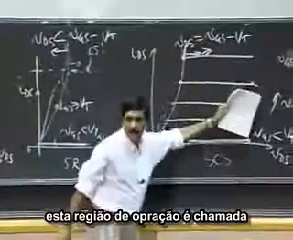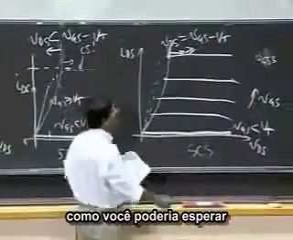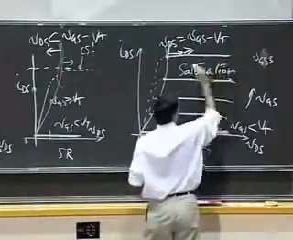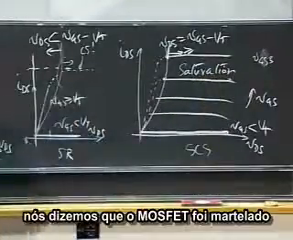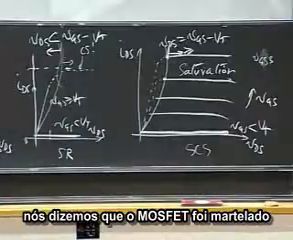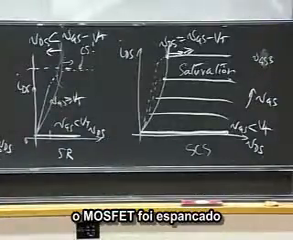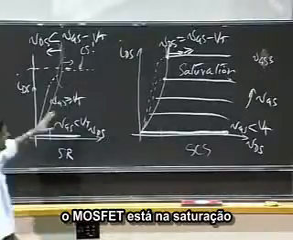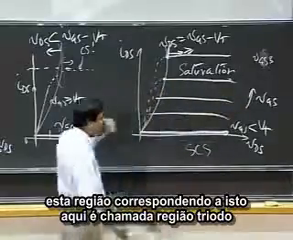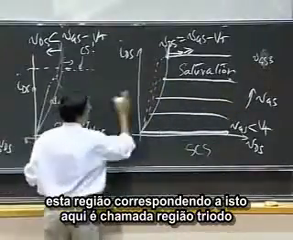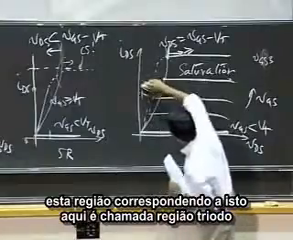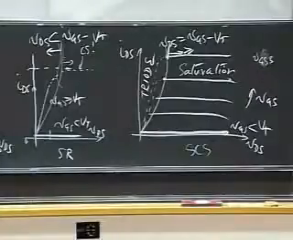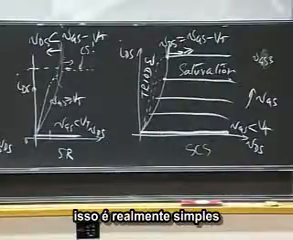This region of operation is called, as you might expect, the saturation region. Okay, we say the MOSFET has been hammered. The MOSFET has been walloped. The MOSFET is in saturation. Okay? So the MOSFET's in saturation. This other region is called the Triode Region. Okay, this is really very simple.